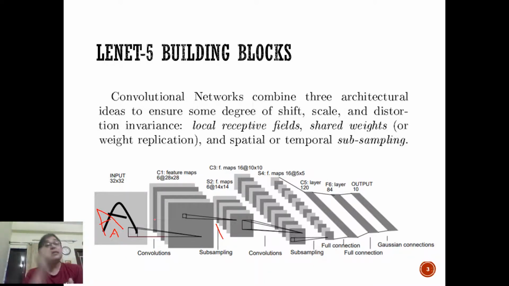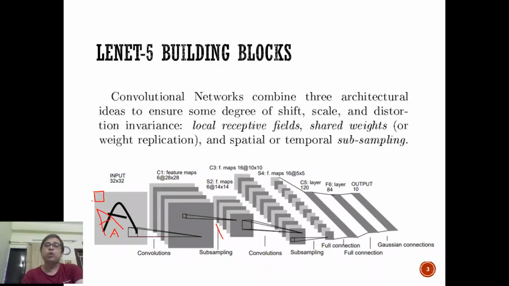This is something very uncommon to traditional machine learning. One of the things this convolutional neural net wanted to achieve is some degree of shift, scale, and distortion invariance. And what were the weapons to achieve it? Local receptive field. If you remember, when the convolutional layers are being built, they don't look at the entire image at the same time.